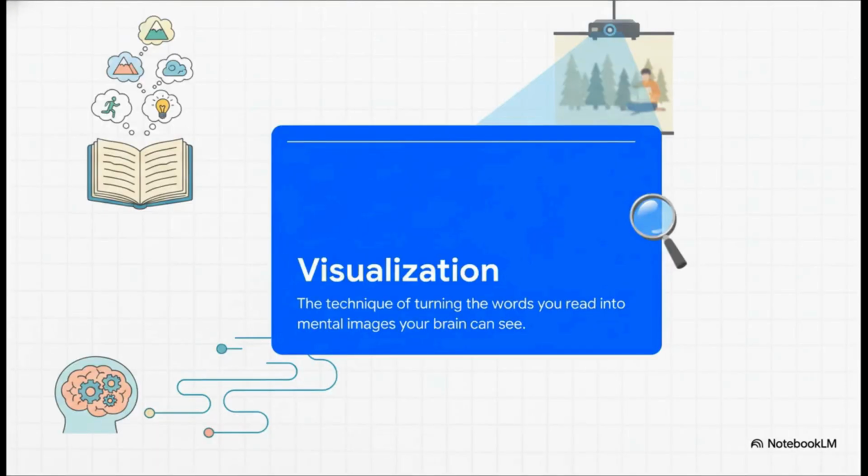So, what's the solution here? Well, it's a technique called visualization. And it's pretty simple, really. Instead of just being a passive reader, you become a movie director in your own mind, turning the words on the page into pictures or scenes that you can actually see.